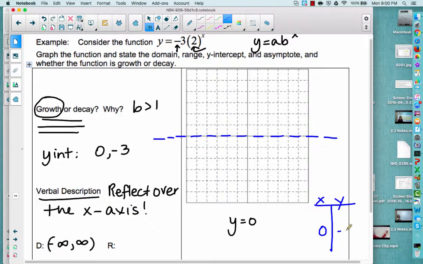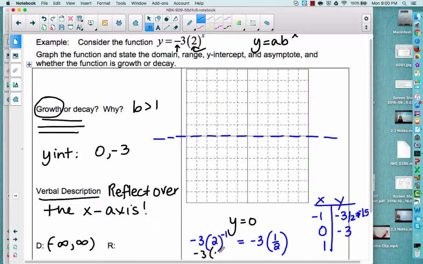I've got my y-intercept of 0, -3. I'm going to do -1 and 1. Okay, so we do -3 times 2 to the -1 power. Remember, that negative exponent makes that 2 a fraction, not a negative number, so it becomes 1/2. So I get -3/2, which is -1.5. Okay, all right, and then I plug in 1, so -3 times 2 to the 1 gives me -6. All right, I plot my points.